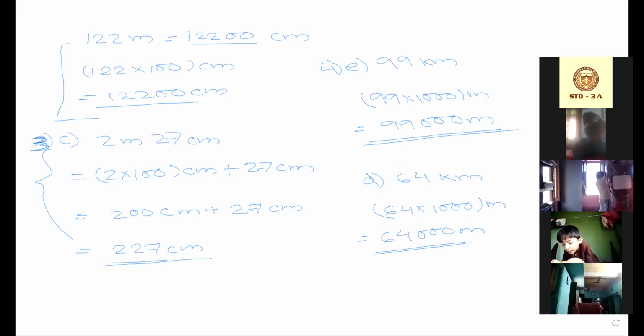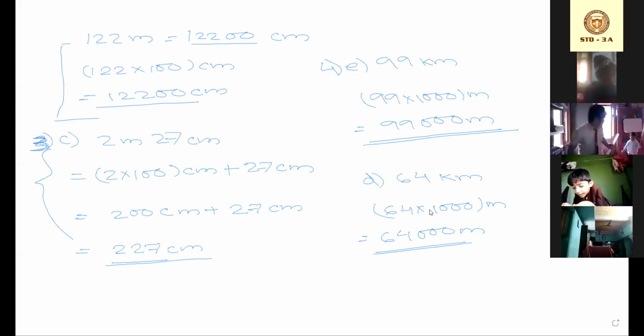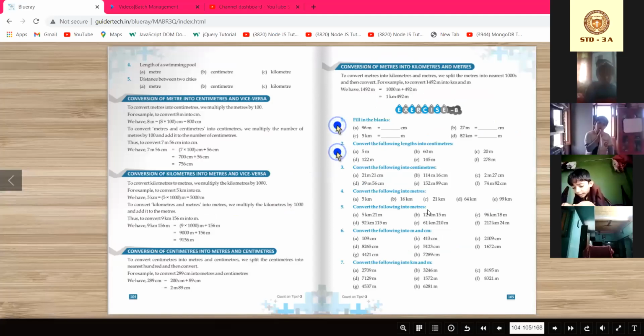Now let's move on to question number 5. Convert the following into meter. So look, here some portion is given in kilometer and some portion in meter, and you have to convert the whole thing into meter. How will you do it? I already told you, what is in kilometer, first convert it into meter and add the rest. So let's take one example. 12 km 15 meter, question number 5B. Let's solve question number 5B. 12 km 15 meter.